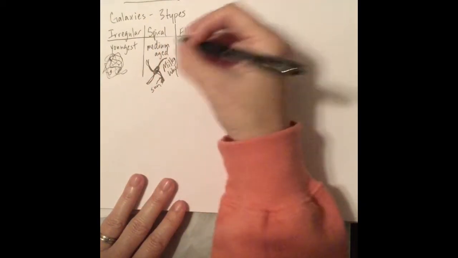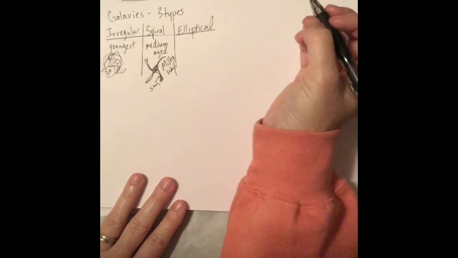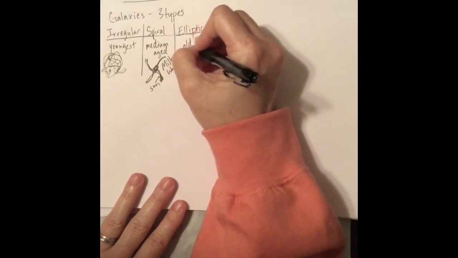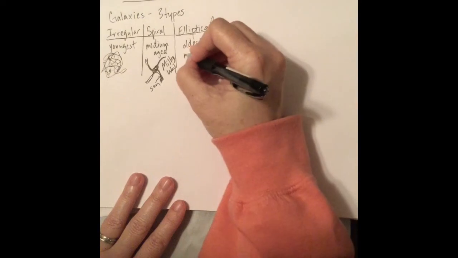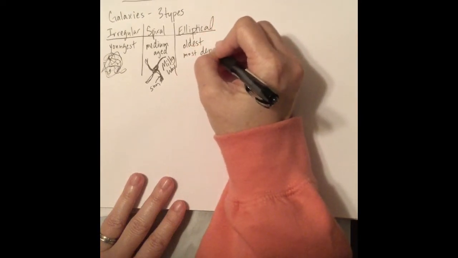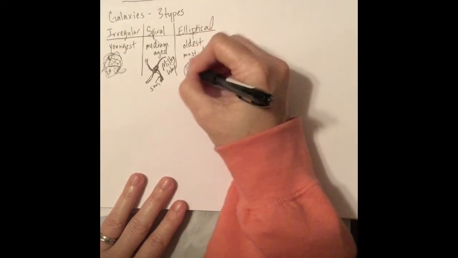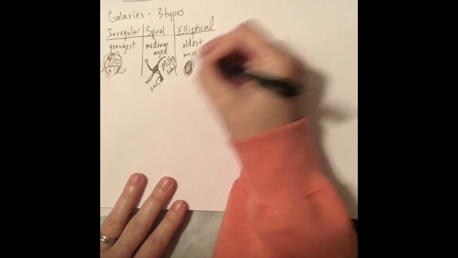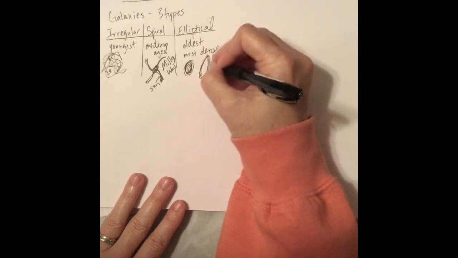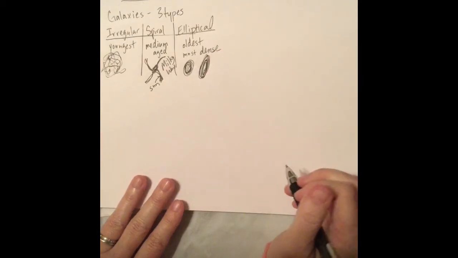The last type that we talked about were elliptical galaxies, and they have the oldest stars. They are the most dense, and they have the most definite shape. So elliptical galaxies look spherical or sometimes oval or cigar-shaped, okay?